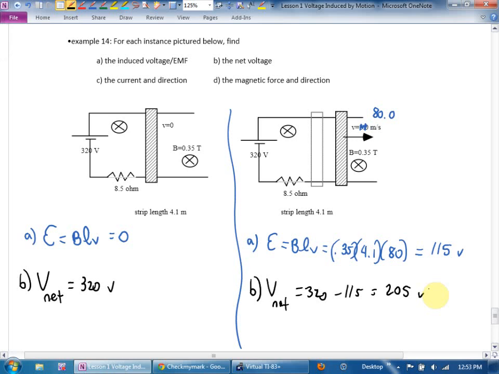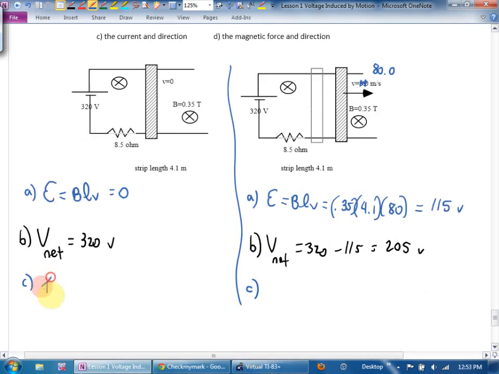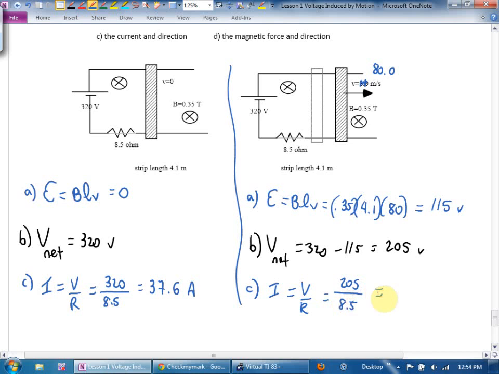C. What's the current and direction? Okay. The current is going to be V over R, good old Ohm's law from last unit, 2 units ago. It's going to be 320 divided by 8.5. How many amps will be flowing through this particular bar right now? 38? 37.6? We'll go to 3 sig figs. Now here, it's still going to be V over R, but it's going to be your net voltage. Right now, you only have 205 volts in this particular circuit. So how many amps are flowing through here now? 24? 3 sig figs? 24.1?